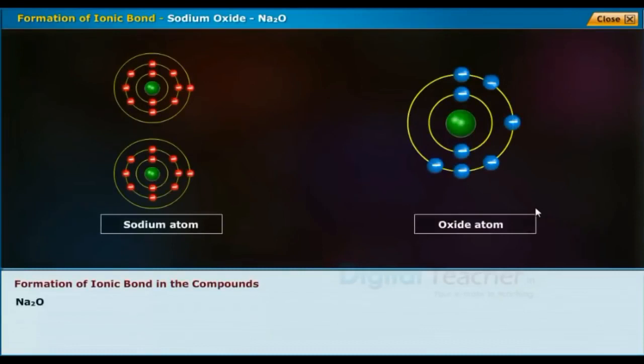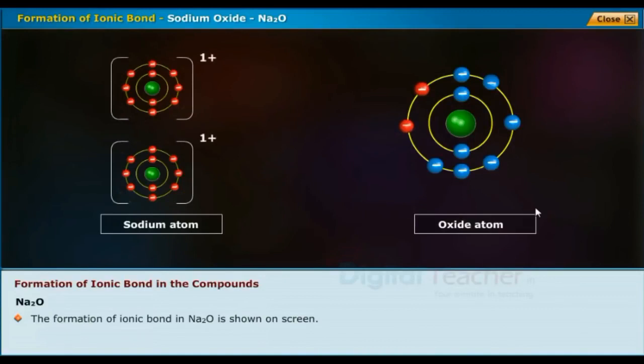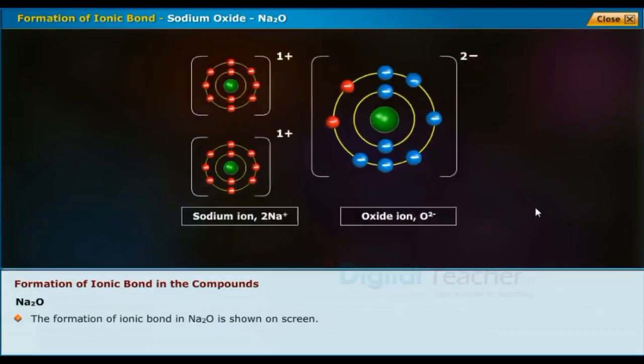Sodium oxide. The formation of ionic bond in sodium oxide is shown on screen. Two sodium atoms transfer one electron each to one oxygen atom to form two Na+ and O2- ions. These ions, 2 Na+ and O2-, attract to form Na2O.